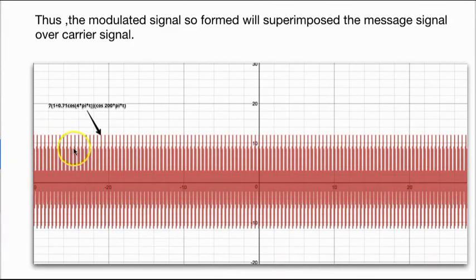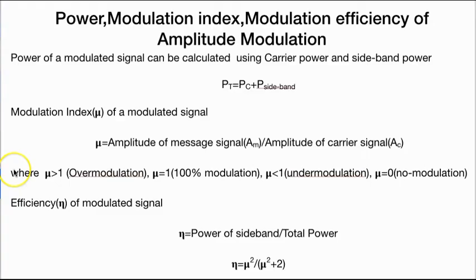So this is probably it. The high frequency carrier wave signal is taking the message signal along with it. Now let me talk about some of the parameters that can be calculated. First of all, power, modulation index, and modulation efficiency. These three parameters are calculated for amplitude modulation and considered to be very important.